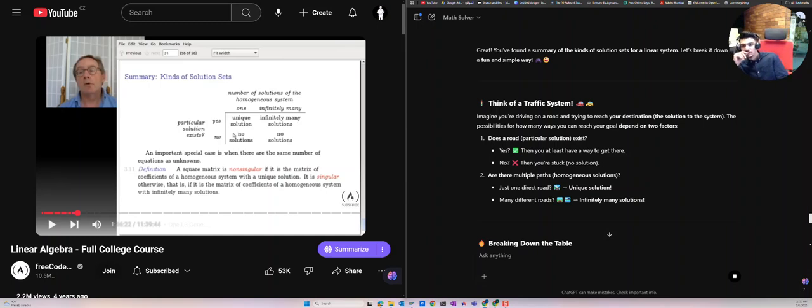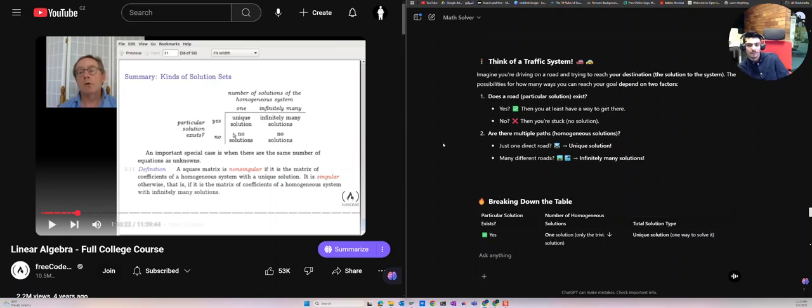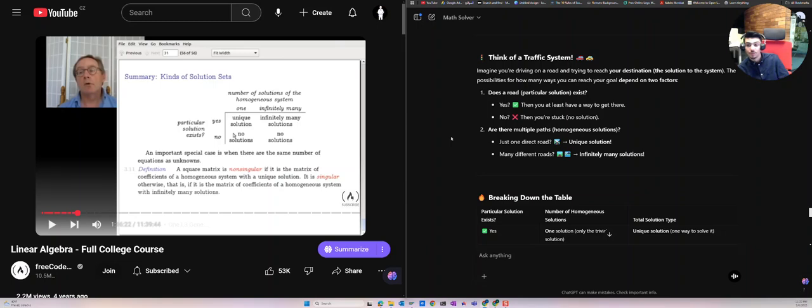The possibility of how many ways you can reach your goal depends on two factors. Does a particular solution exist? Yes, then you at least have a way to get there. No, then you're stuck: no solution. Are there multiple paths in the homogeneous solution? Just one direct road, unique solution. Many different roads, infinitely many solutions.